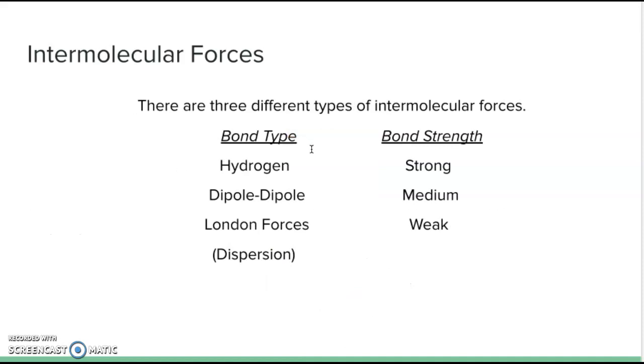And so I have 3 different types of intermolecular forces. I have hydrogen bonding, which is the strongest. I have dipole-dipole, and then I have London dispersion forces, also known as van der Waals. They have like 17 different names. I don't know why. It's kind of annoying. But these dispersion forces are my weakest. So we're going to break down each of them, give you some examples, and then do some practice, and then we're done.